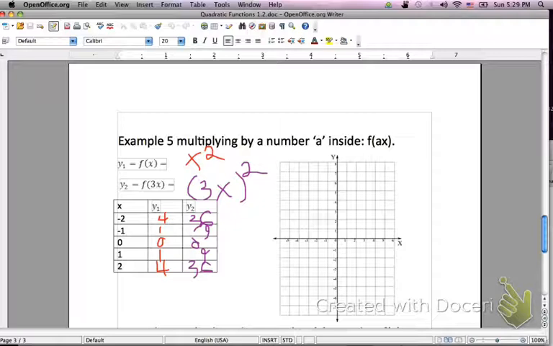Okay, so I'll just take our points and graph them. So negative 2, 4. Negative 1, 1. 0, 0. 1, 1. 2, 4. So we get our function that looks like that. Okay, so most of these points are going to be off the charts, but we know that 0, 0 is there. But then at 1, we're already outside of the graph. So our function's growing at a really rapid rate.